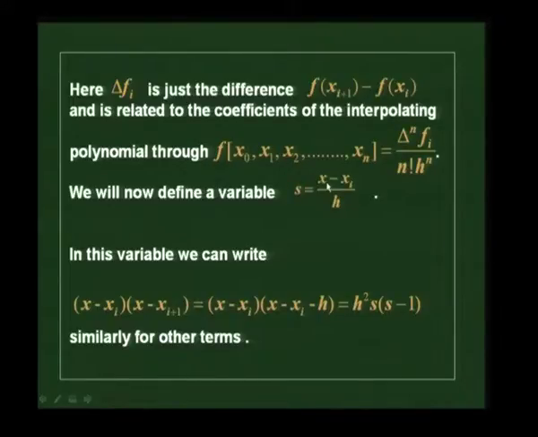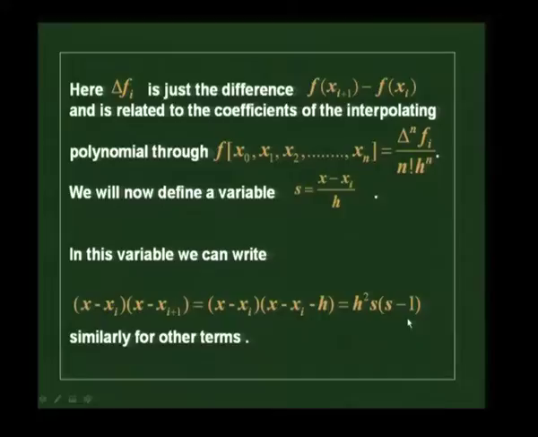And now with that, we can write all the terms in terms of s. For example, take x minus xi into x minus xi plus 1. We write xi plus 1 as xi plus h. So I can write this as x minus xi into x minus xi minus h. Or if I write it in terms of this variable, it will be just h squared into s into s minus 1.